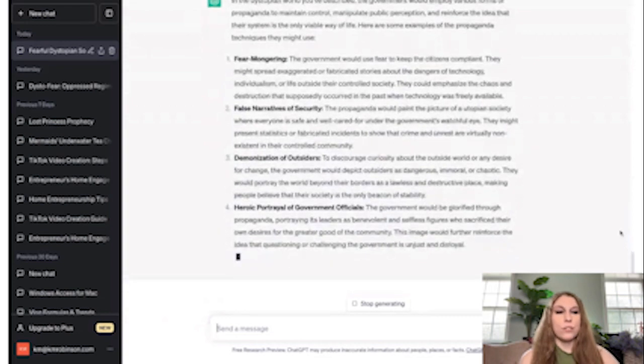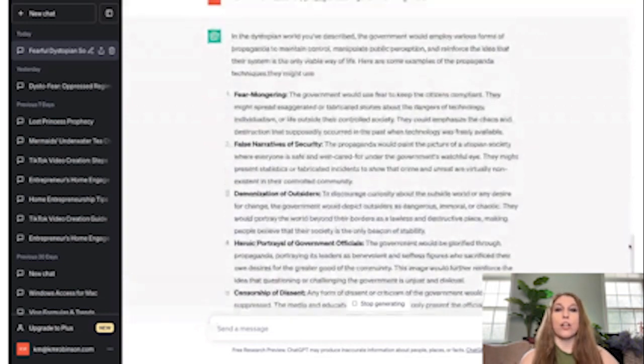So as the government is going to be kind of controlling this narrative, they're going to use fear-mongering. The government would use fear to keep citizens compliant. They might spread exaggerated or fabricated stories about the danger of technology, individualism, or life outside the controlled society. Guys, it's a pure dystopian, and we love it. They could emphasize the chaos and the destruction that supposedly occurred in the past when technology was freely available.